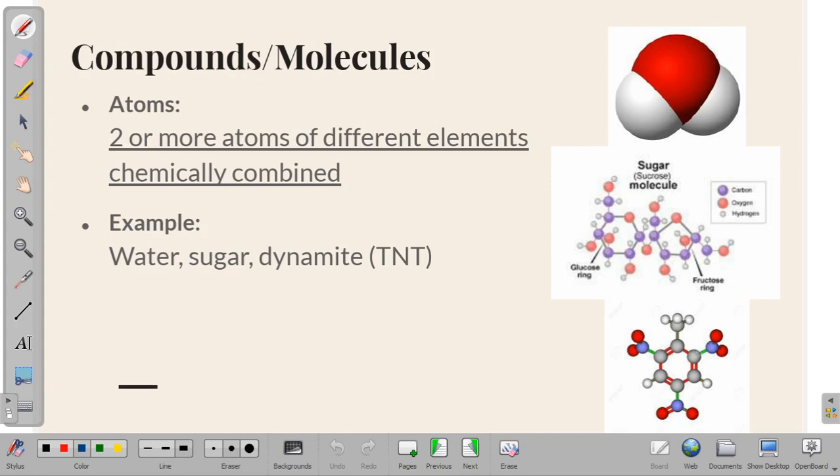One up, top right. What's that one? Water. What's the true name of water? H2O. What's the true name of water? Hydrogen monoxide.